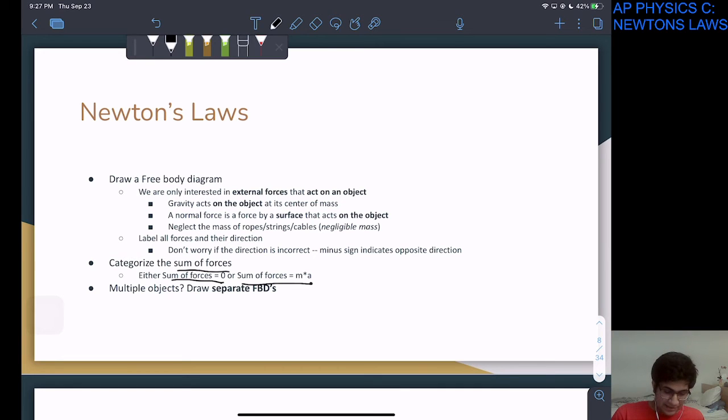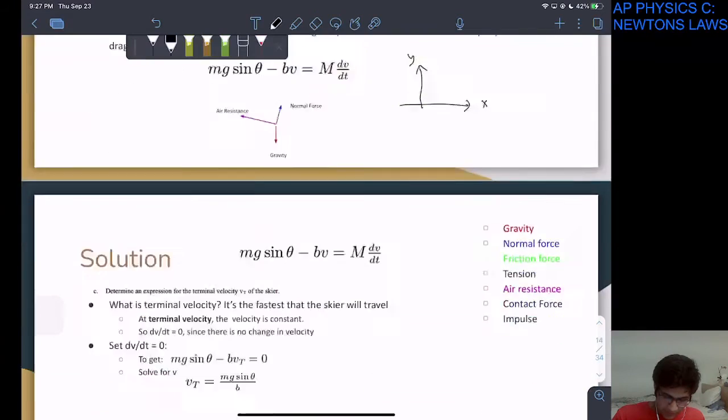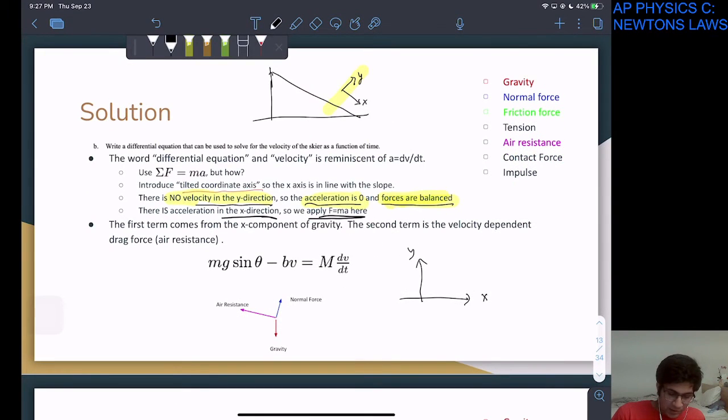And in this case, in the y direction, the sum of the forces is 0. And here in the x direction, the sum of the forces is non-zero. So this is a really good situation because we can solve for forces in one direction, substitute it in, and that's what we're going to probably end up doing.